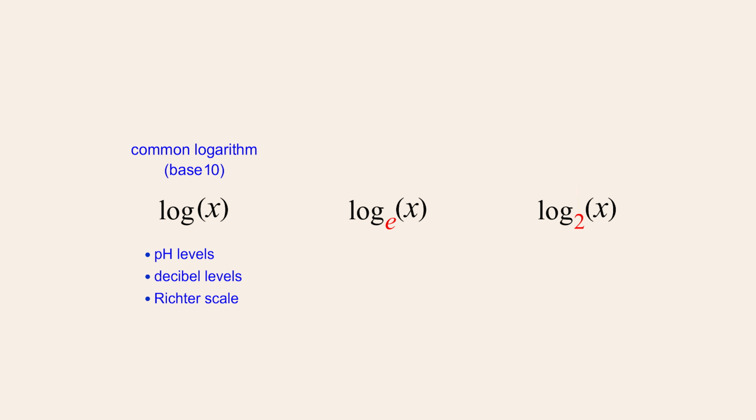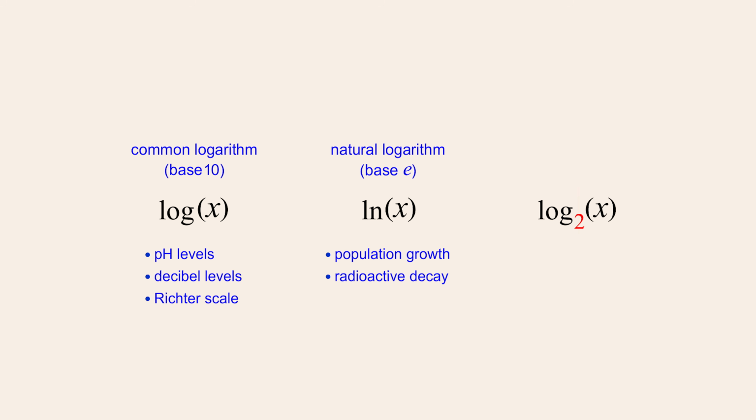Logarithms with the base value of e are called natural logarithms and are typically written as ln of x without the subscript e. Natural logarithms are used in calculations involving processes that grow or decay exponentially, such as population growth and radioactive decay. Natural logarithms also appear in many other fields. For example, as we saw in the previous lecture, natural logarithms are used in financial transactions to calculate continuous compound interest.